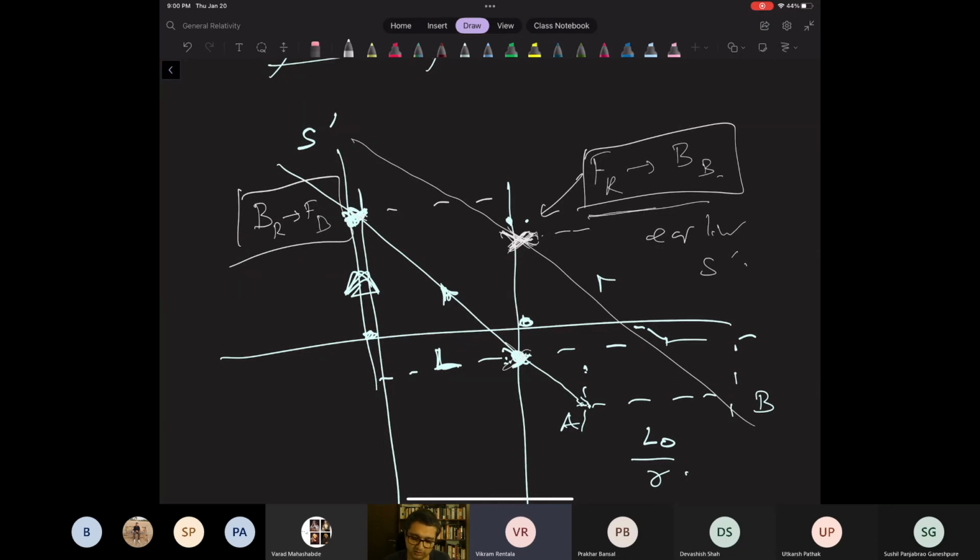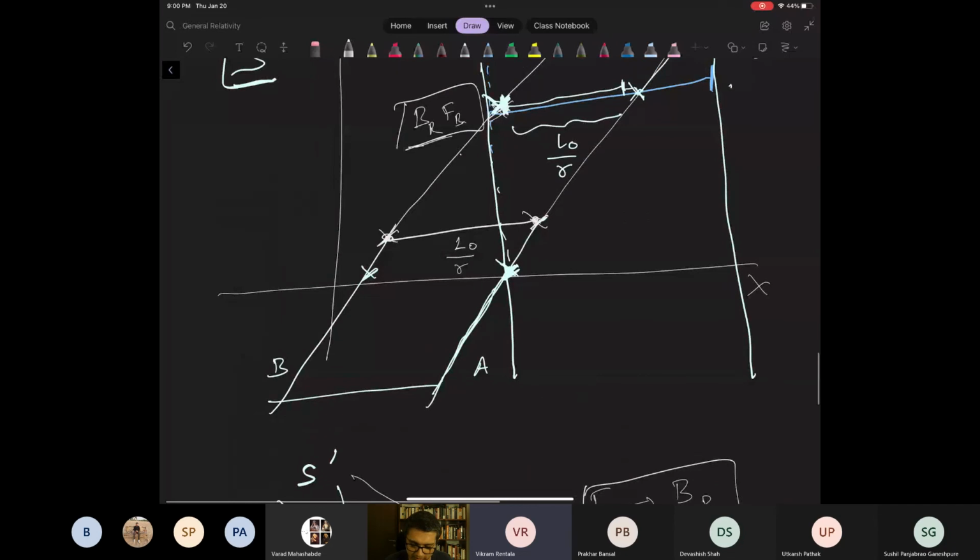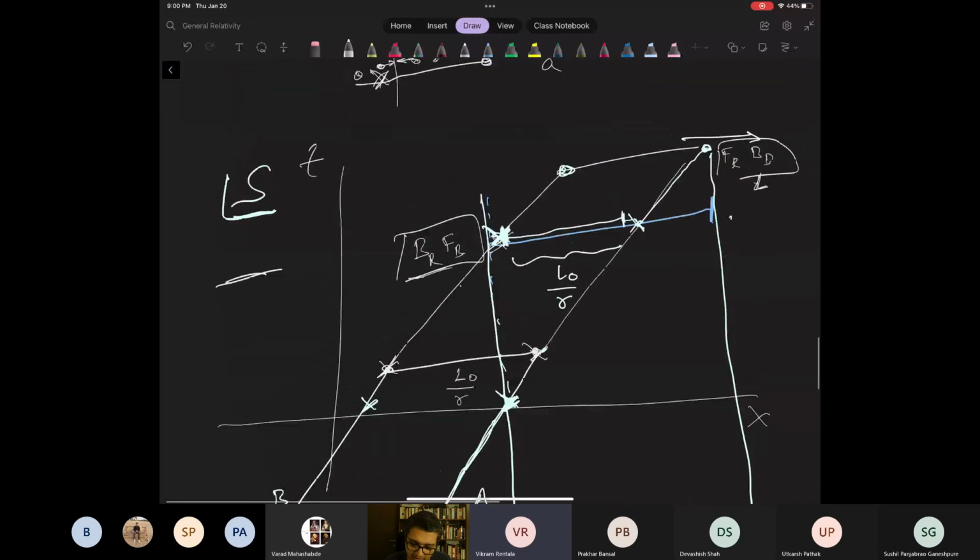So this is one version of the pole and barn paradox where you have a constant velocity, and the question is who is right? Is the pole shorter than the barn, or is the barn shorter than the pole? The answer is both are right, and you can understand it in both reference frames how you can run through.